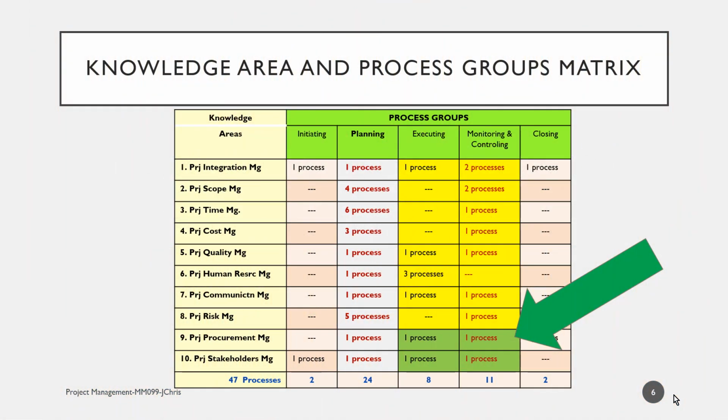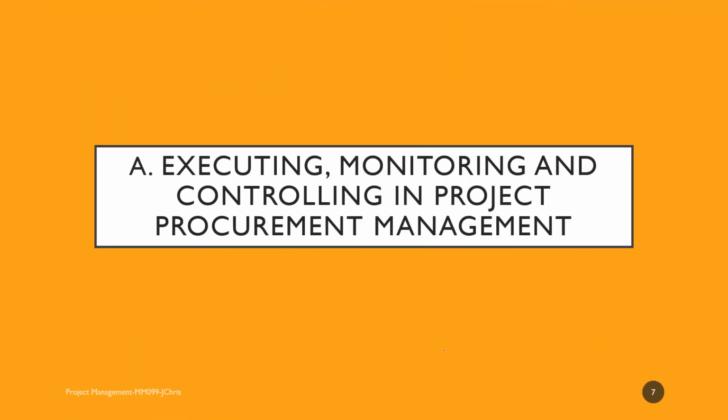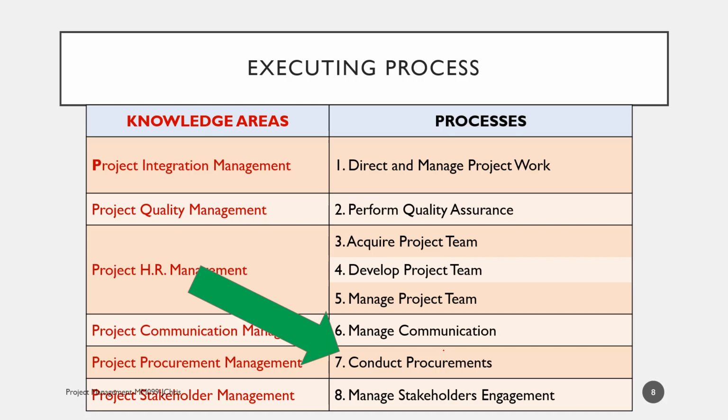Okay, as you can see here, the project procurement management has one process in the execution process group, and one process in the monitoring and controlling process group. Likewise, project stakeholder management has one process for each process group. Let's start with the first part. It is executing, monitoring, and controlling in project procurement management.